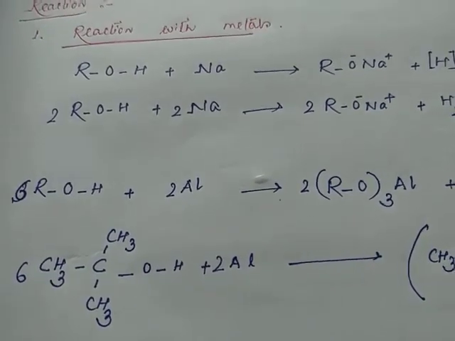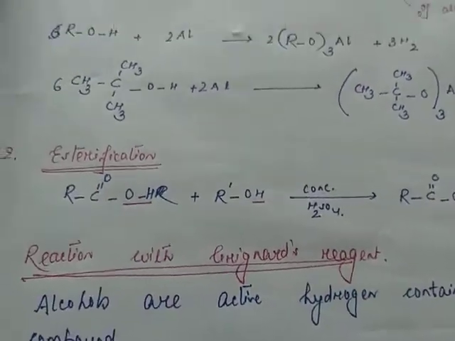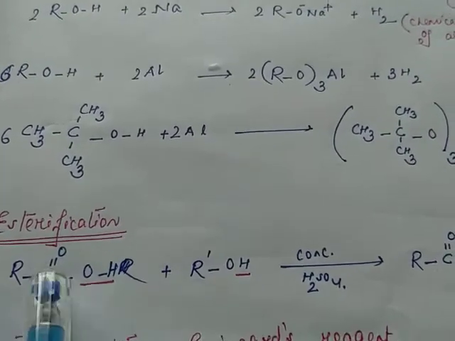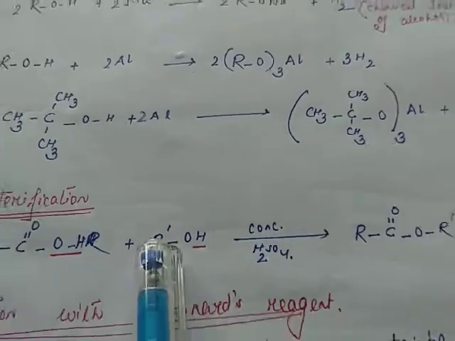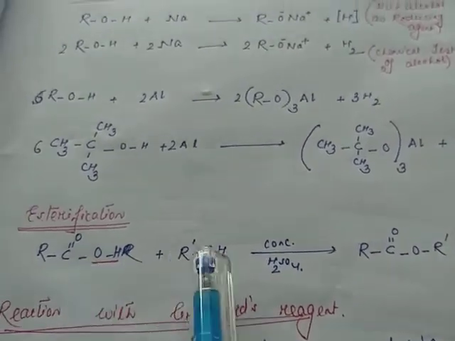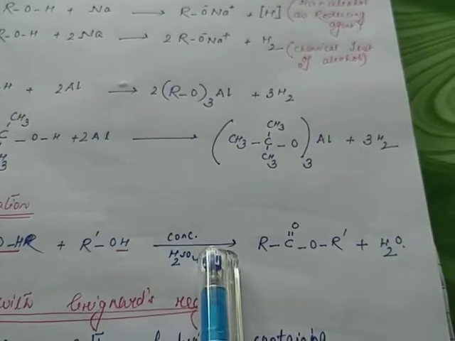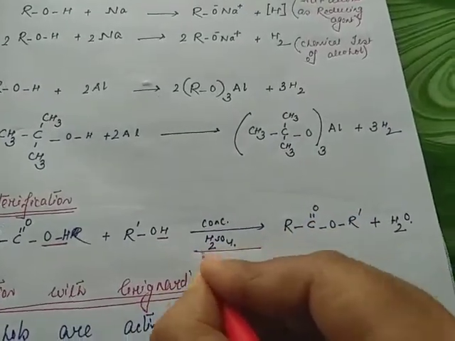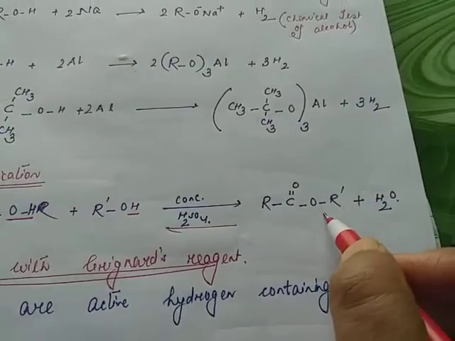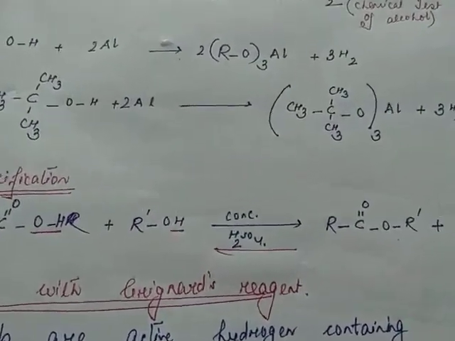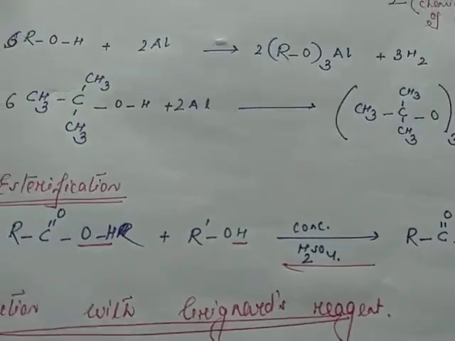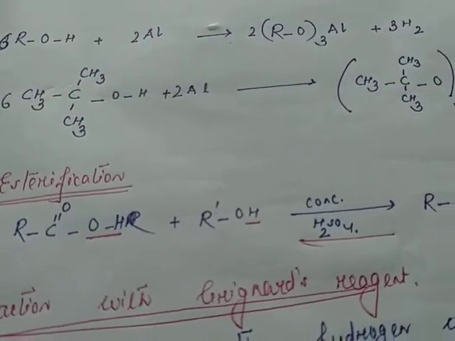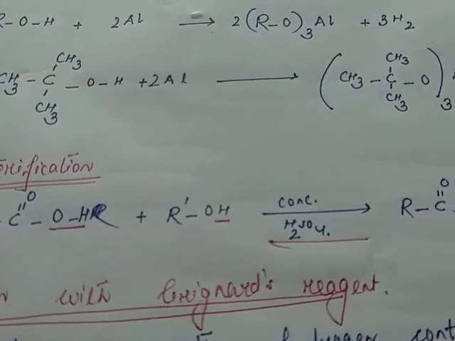The next acidic reaction is the esterification reaction, and as we know, it is the reaction between an alcohol and an acid in the presence of concentrated sulfuric acid. It is a reversible reaction. We will get ester as well as water. There are certain points regarding this esterification reaction. Please do try to write all such points.